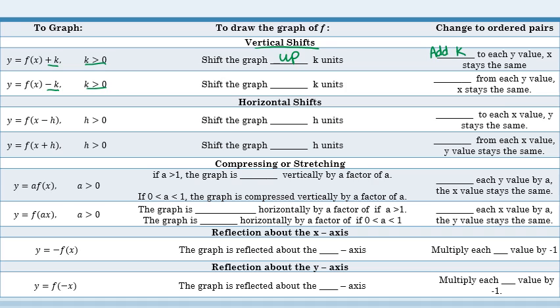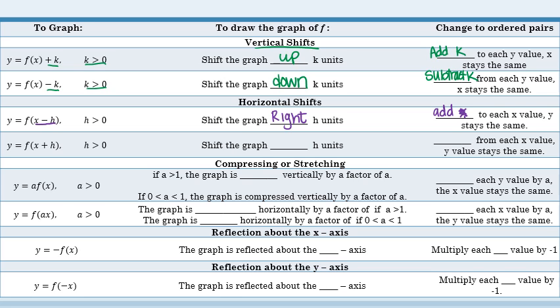Similarly, if you're subtracting k from each f of x value, you'll shift the graph down k units, and to change those coordinate points, you will subtract k from each y value, and your x values stay the same. For horizontal shifts, if you have f of x minus h, you're going to shift the graph to the right h units. To change those ordered pairs, you'll actually add h to each x value.